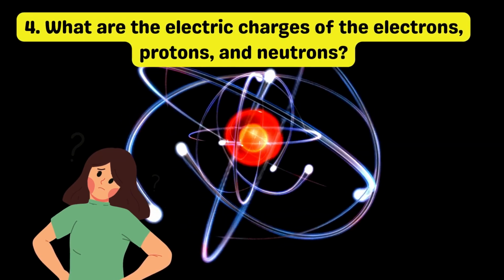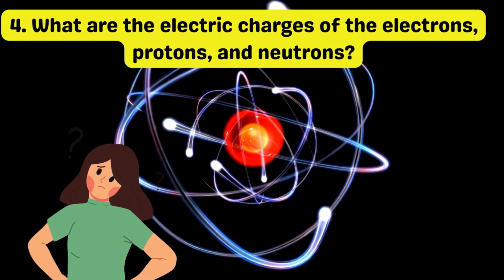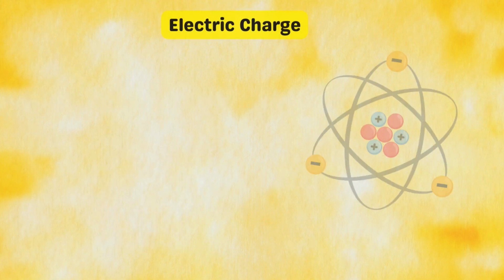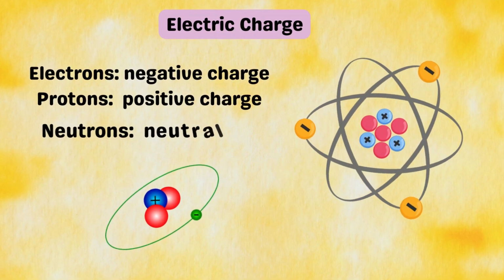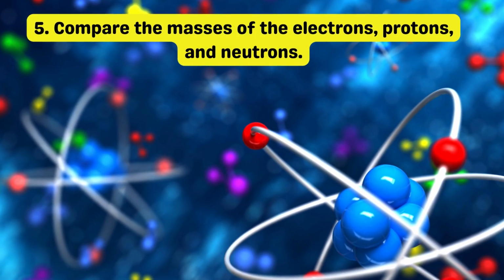Question 4. What are the electric charges of the electrons, protons, and neutrons? Electrons carry a negative charge. Protons carry a positive charge. Neutrons have no net electrical charge. They are neutral.